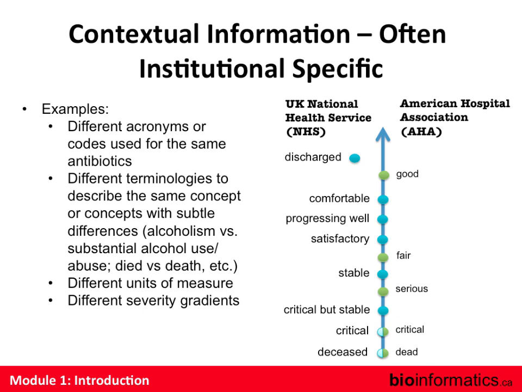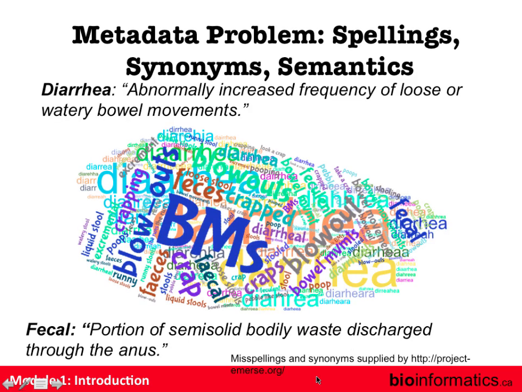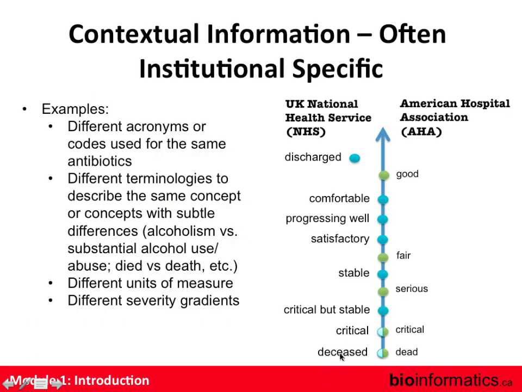And lastly, here's an example that Damien found. There are different severity gradients used in the UK hospital system versus the American system. In America, there are only 5 different gradients from bad to good, whereas in the UK, it's more refined. So they have disease, which is the same as dead, of course. But then there's critical but stable, which you have to somehow slot into a gradient to make the two lists comparable. And these are challenges that data integration faces.